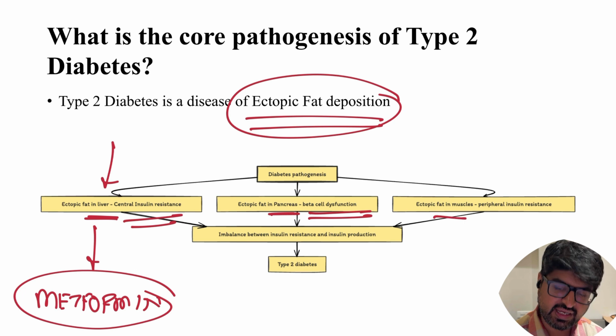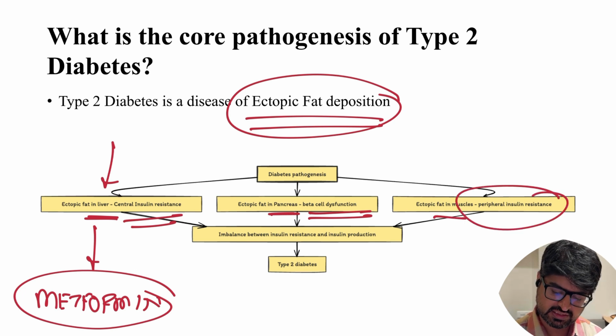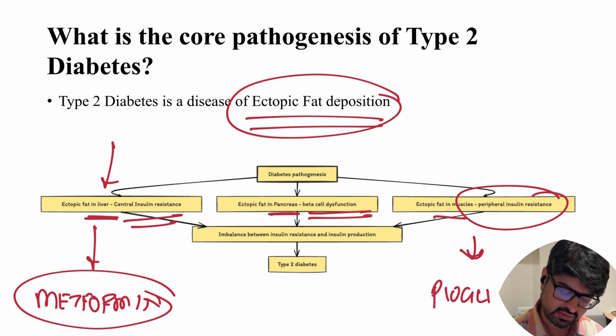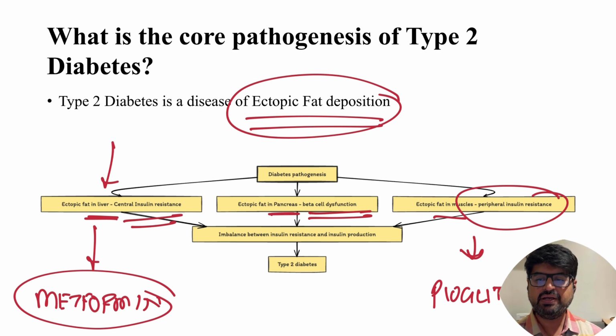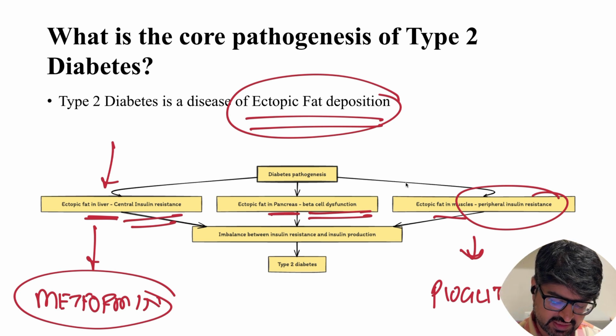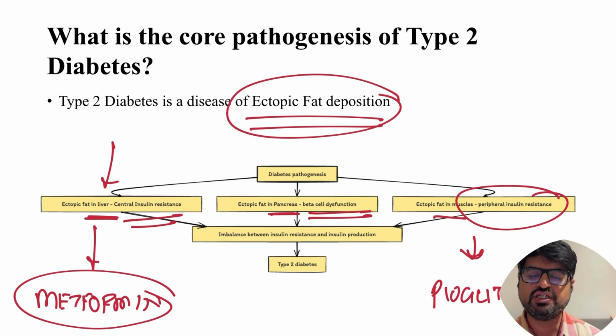And the fat in the adipose tissue and muscles leads to peripheral insulin resistance. And this is where ultimately you have pioglitazone, right? Some of your drugs like pioglitazone act there. So basically what you are seeing is that the pathogenesis of diabetes itself can be explained by ectopic fat alone.